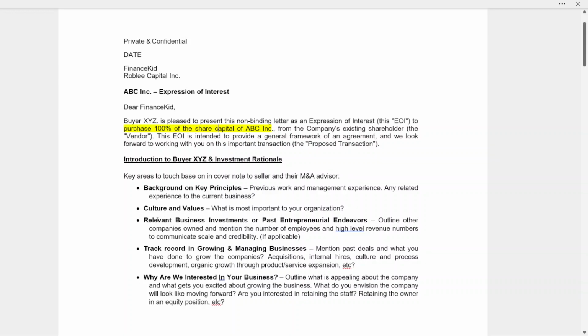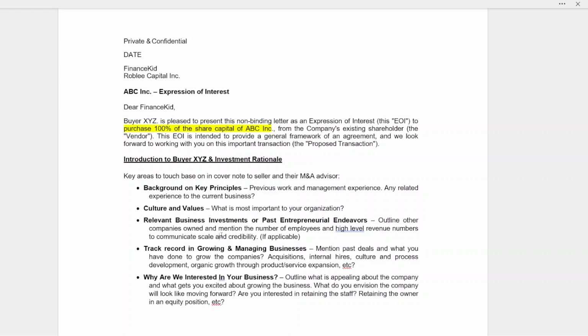The other one is relevant business investments. So trying to communicate credibility is critical on this first page. And one of the easiest ways to do that is to say, hey, I've bought a business before. Hey, I've transitioned or acquired a company before. So allude to those experiences and give a general example, right?